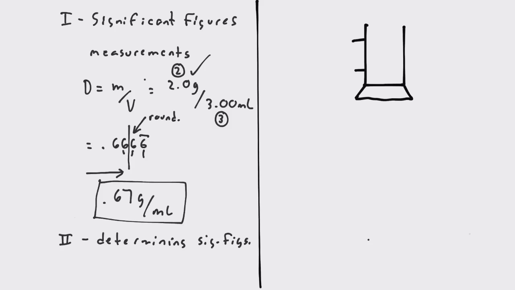Now, this is important within the context of measurement. And the bottom line of this is, if it's a non-zero, this is like rule number 1. A non-zero is always measured, and therefore it's always significant. I'll just put an S whenever something's significant here.